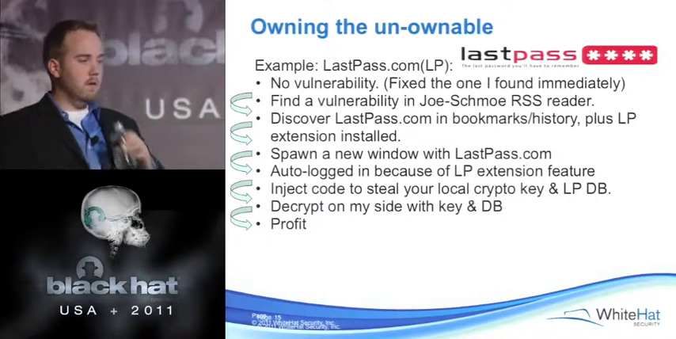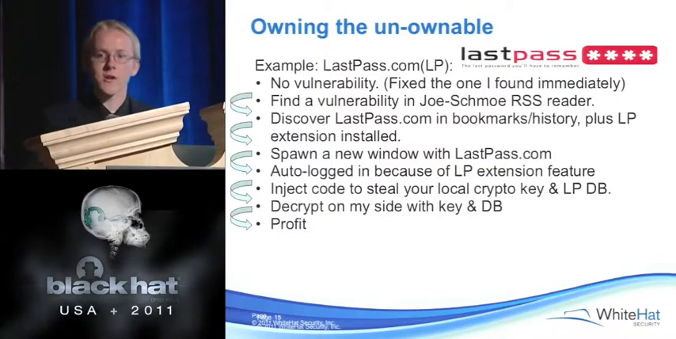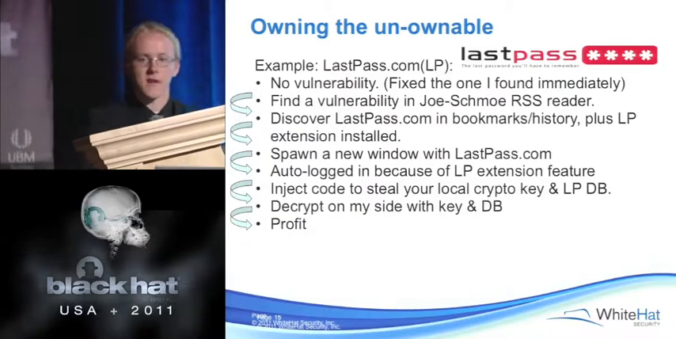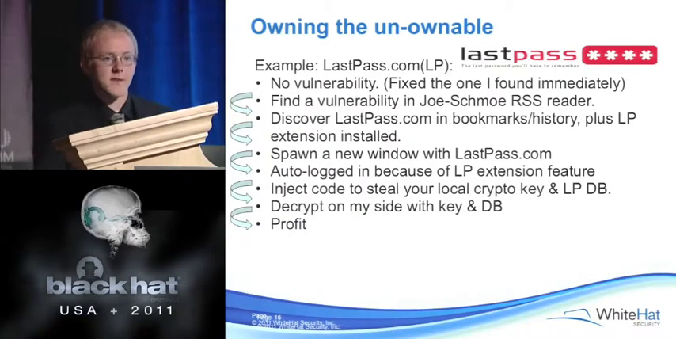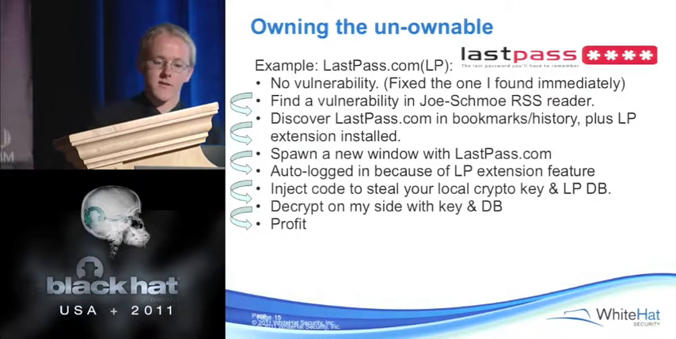When I was looking for vulnerabilities in LastPass and found one and they fixed it, I realized we can leverage that into hidden functionality of the LastPass extension. If you're authenticated to LastPass and I spawn a tab to LastPass.com and it auto logs you in, that means I have your crypto key in the LastPass.com tab. So I can inject some JavaScript into that tab and steal your crypto key, which was provided by your LastPass extension. We didn't touch the extension at all. We simply utilized a feature of it.